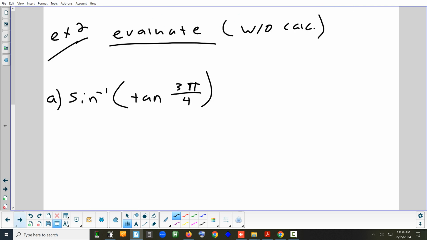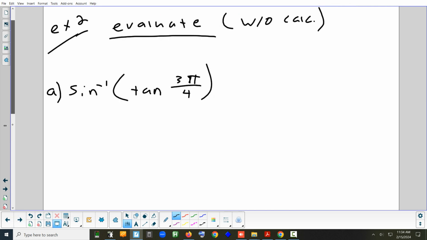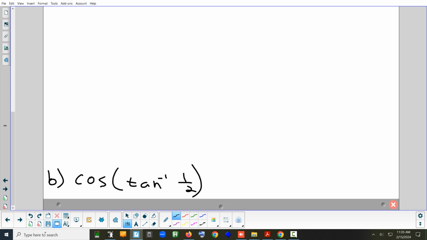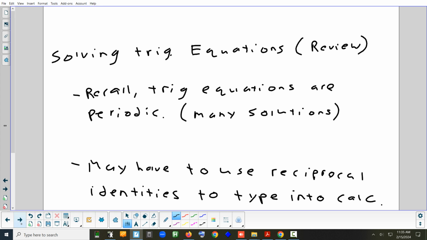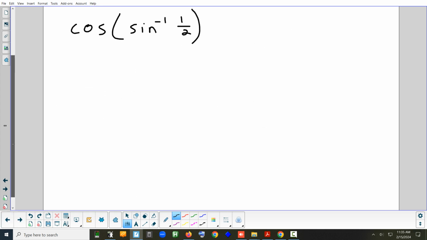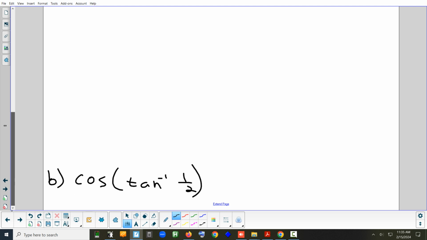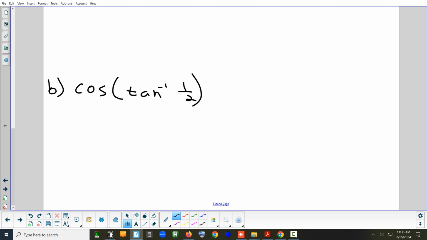All right, let's try this one. We're not going to do that one. Now, this is pretty similar to the first two we did. Regular trig on the outside, inverse on the inside, but you're not going to need letters in this one. You're going to have all numbers.